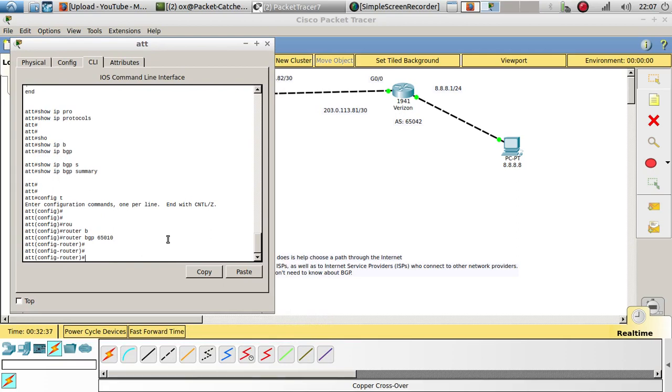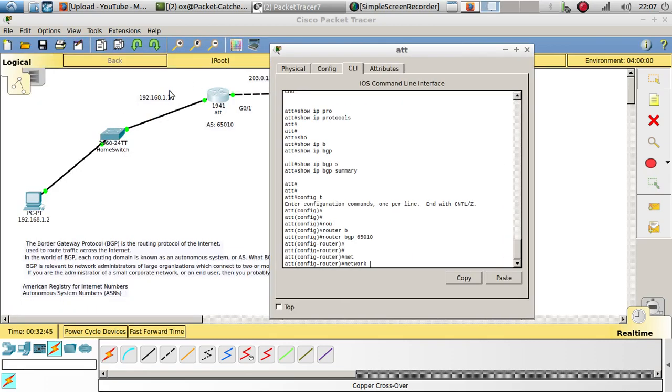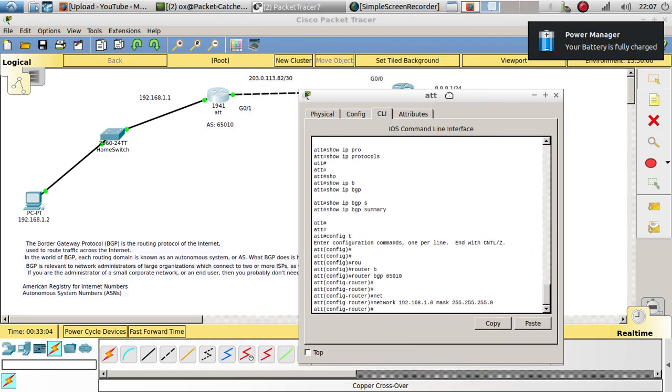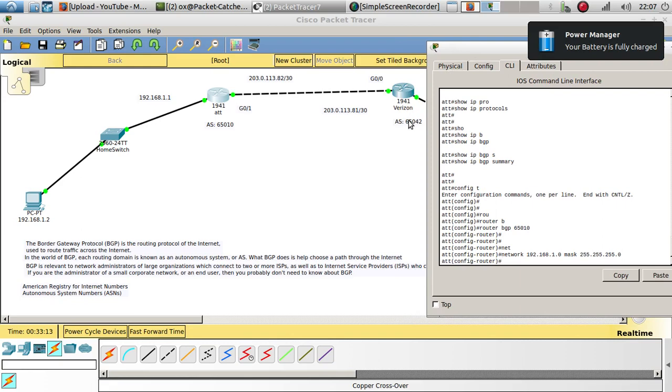So now from here, we have to configure our network first, and the network that we want to provide is this one over here, which is 192.168.1.0 slash 24, but actually we have to give it a mask. There it is. And now we gotta tell this router to connect to this autonomous system over here, to this BGP autonomous system.